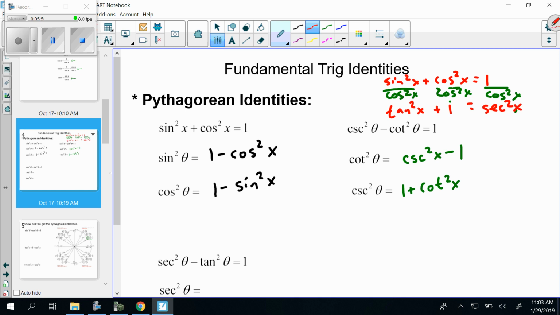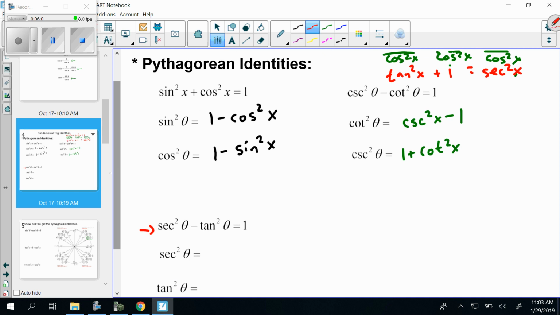And so what we come up with if we get everything on the same side is this one, which says secant squared minus tangent squared equals 1. And so secant squared, solving this from what we see here, would be the same as tangent squared plus 1. And if we would solve it for the tangent, it would be secant squared minus 1.